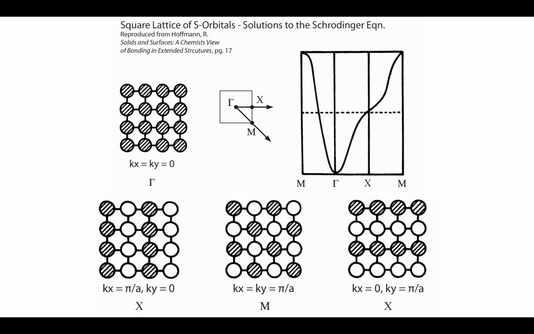These two have the same energy, just have different orientation. They're not unique, really. And this one here is antibonding in all directions. So this M point is the highest energy point on the right. This X point is intermediate.